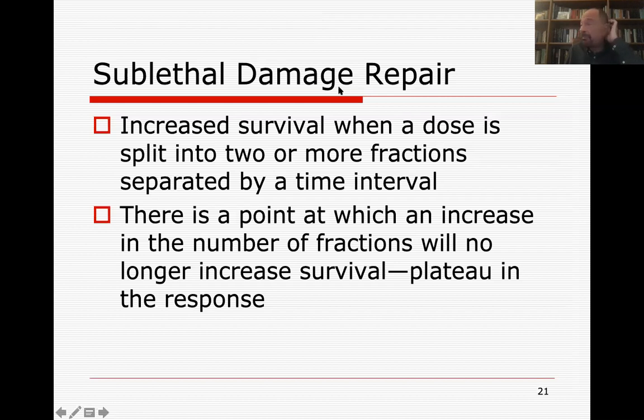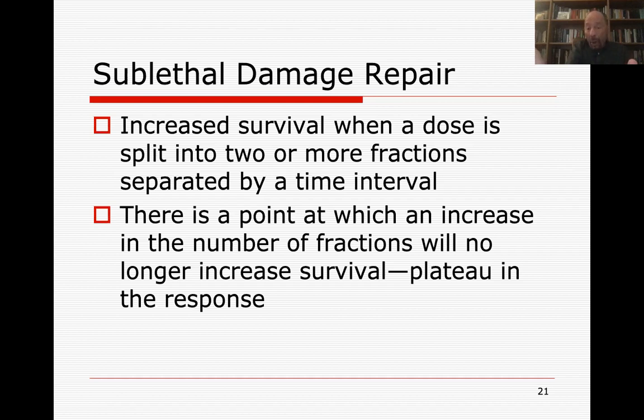But as I said, sublethal damage repair is really what determines the dose rate effect. Now, if you think of the linear quadratic model, the microdosimetry model if you want, the idea is that you have alpha and beta. Alpha is intratrack, beta is intertrack. Now, if beta goes to 0, your linear quadratic curve will become more and more linear.